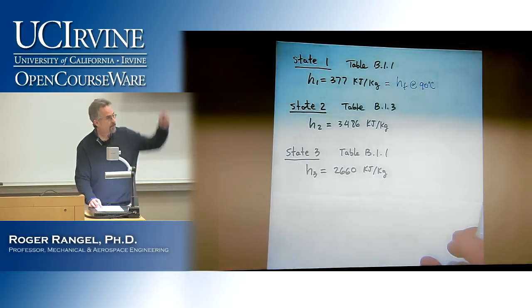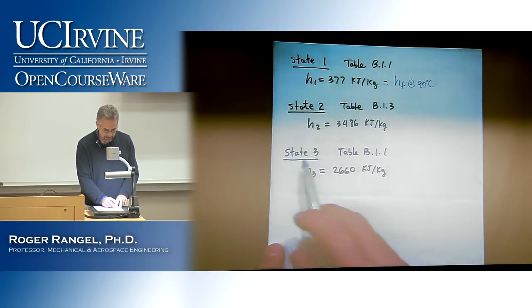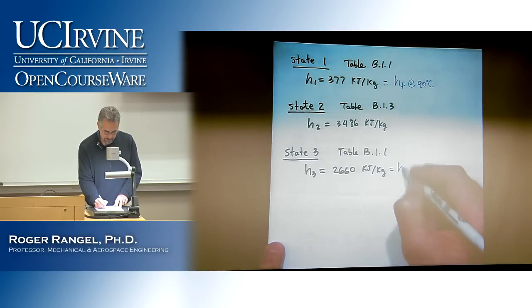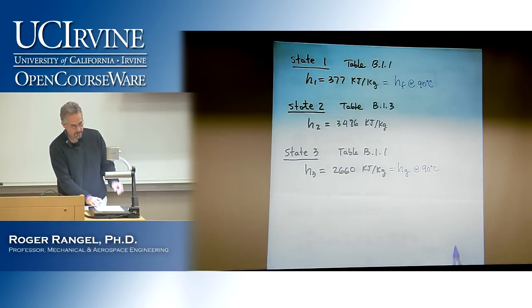H sub 2 is the superheated steam. That's just H, read in table B13, superheated. And then state 3, again back to B11. This is H sub G, also at 90 Celsius. So I can get all of that. So I have all those numbers.